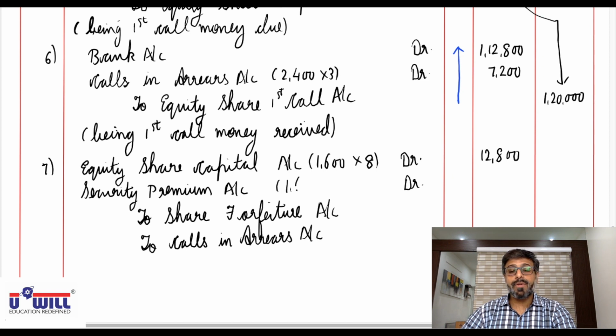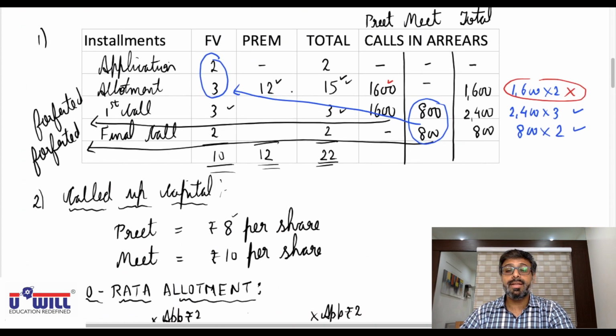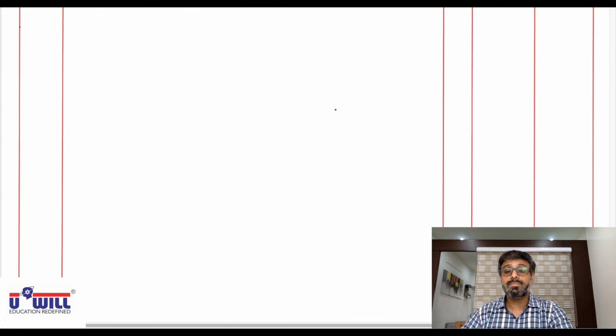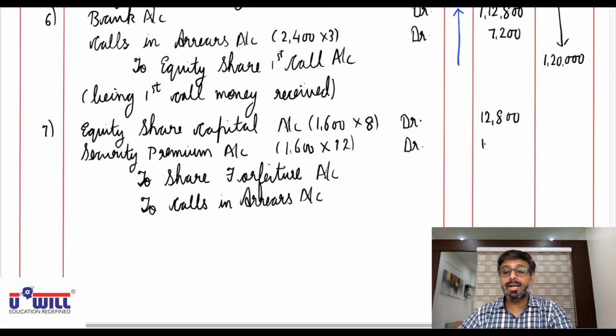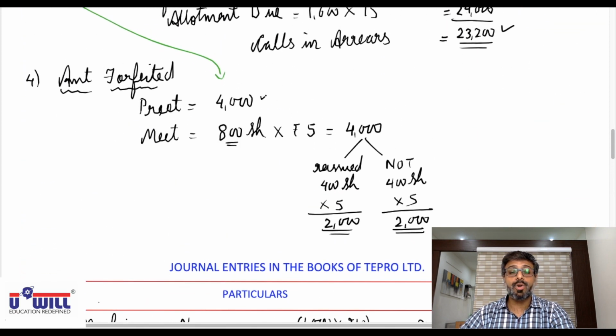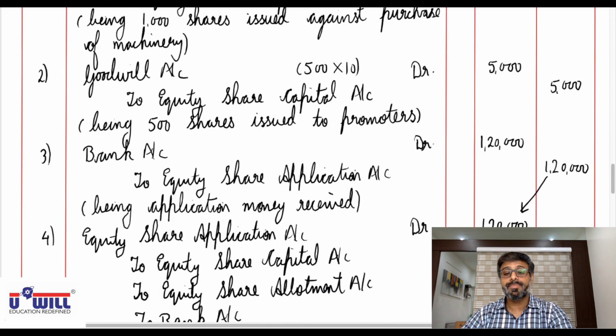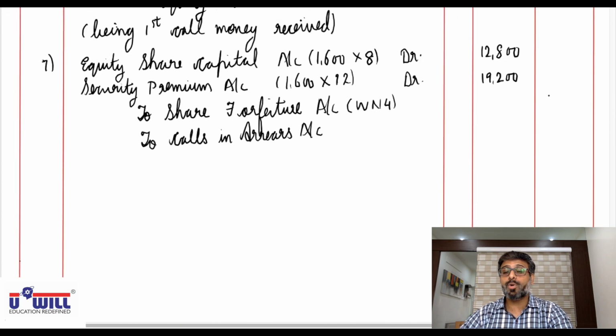Security premium, number of shares forfeited 1600 into premium not paid is 12 rupees. Premium with allotment is 12 rupees which is not paid. So 1600 into 12, 19,200. To share forfeiture account, working note 4. Preet's forfeiture is directly this 4,000 which Preet had paid actually on 2,000 shares. So from working note 4 directly 4,000.